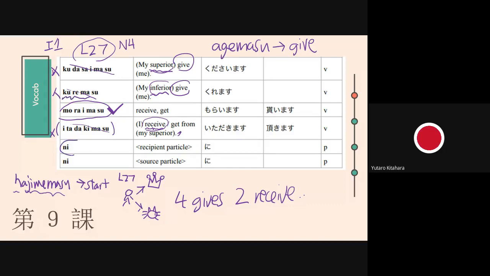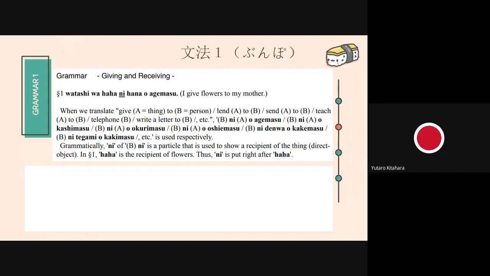Particle ni and particle kara. To me, they are the same. They say recipient and source. Basically, one is to and one is from. I'll show you what it means later. Let's go to the next slide. I think there's actually only one grammar point, and they split it into two.